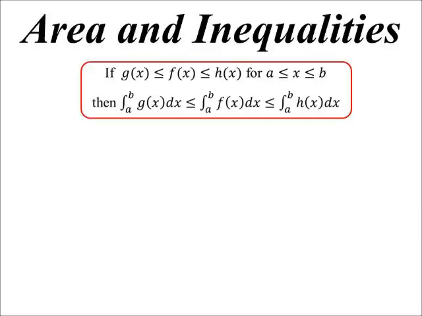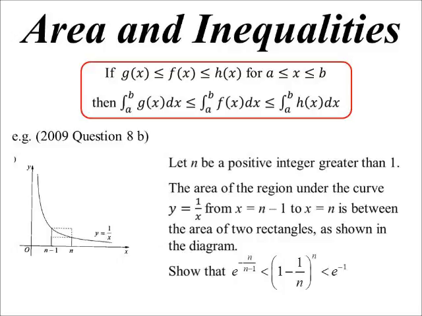Now, inequalities and area. Very useful. Okay? So the idea is this. You've got your graph, and you know that I've got 3 functions here, g, f, and h. If I know g is always below f, is always below h, so there's 3 things on your graph, then obviously the area under those must be also in that same order. So here's a 2009 question. Question 8b, end of the paper. So supposedly tricky. So n's a positive integer greater than 1.